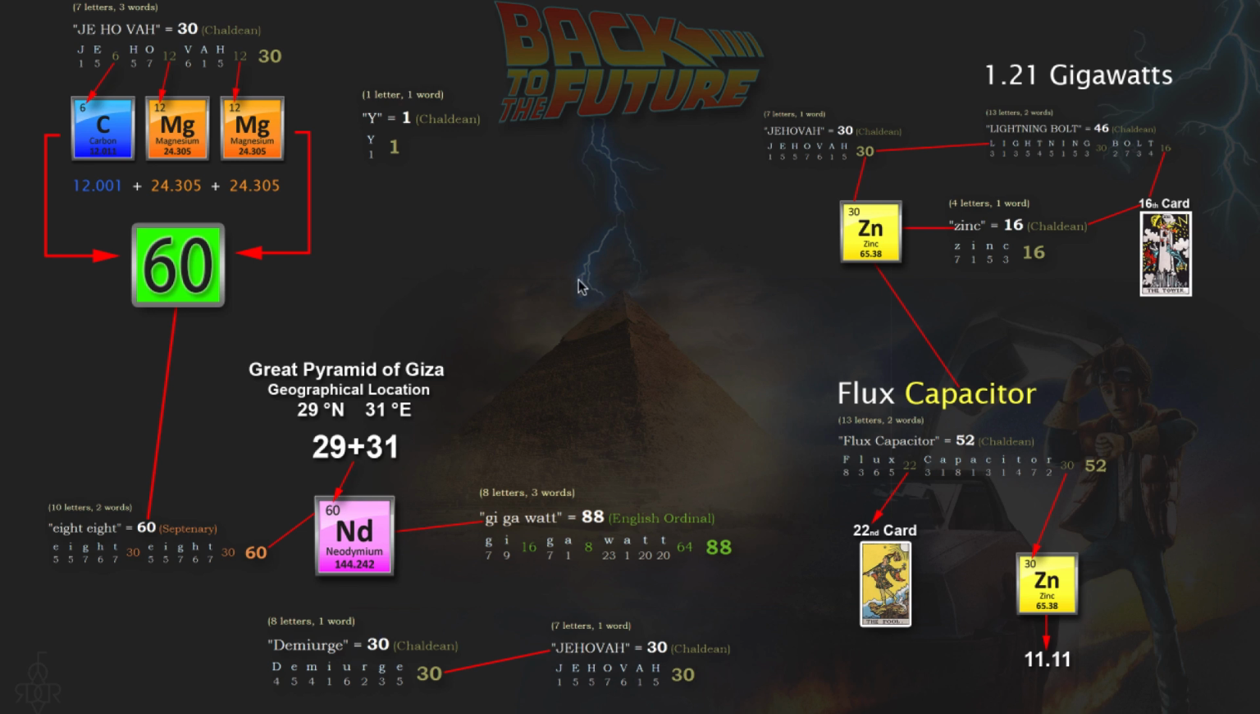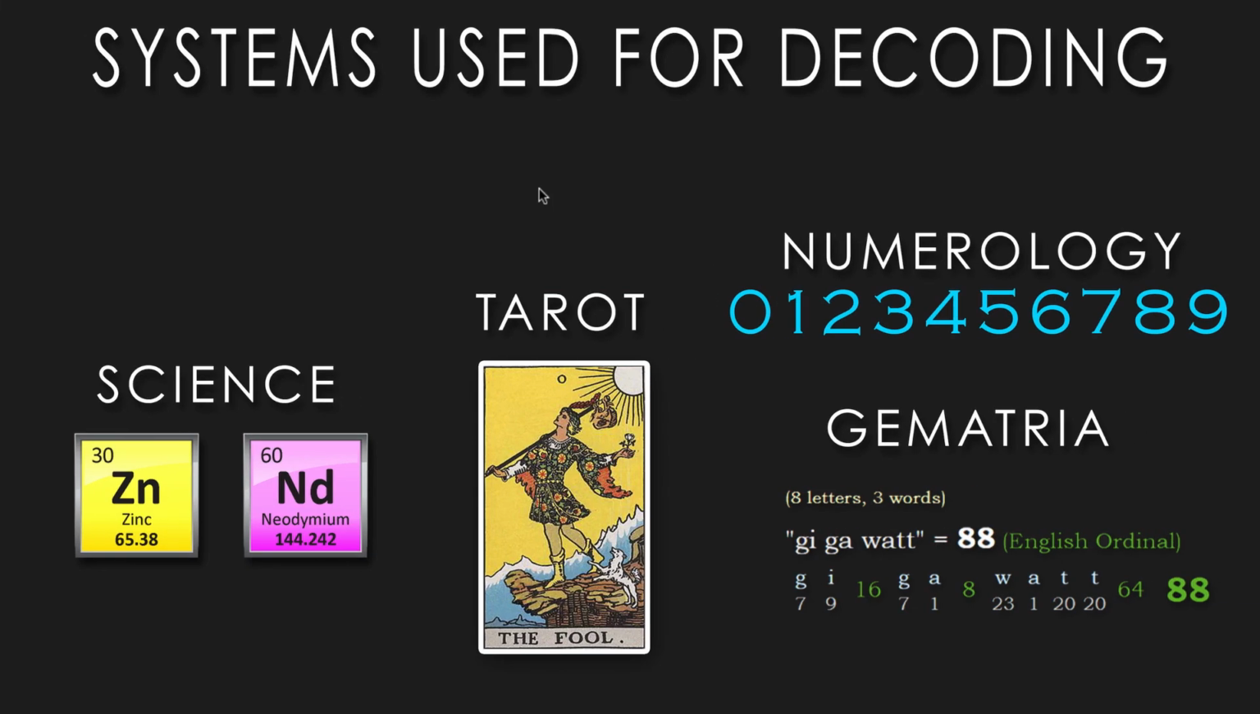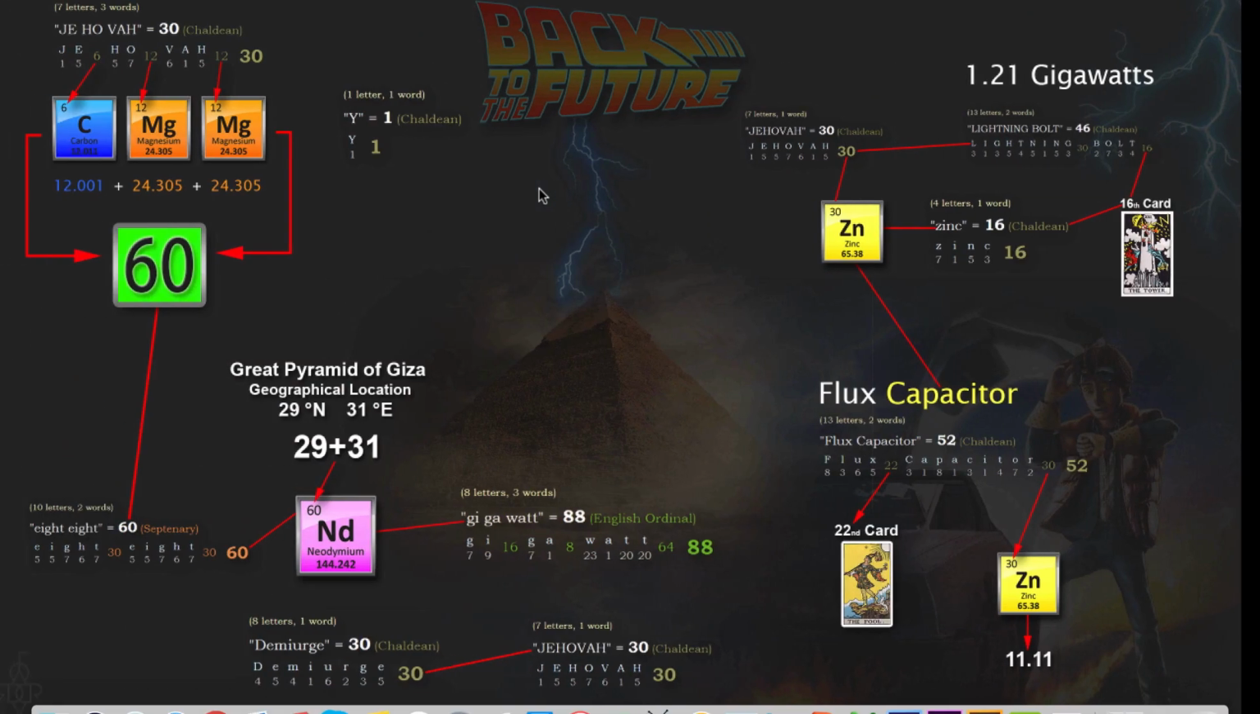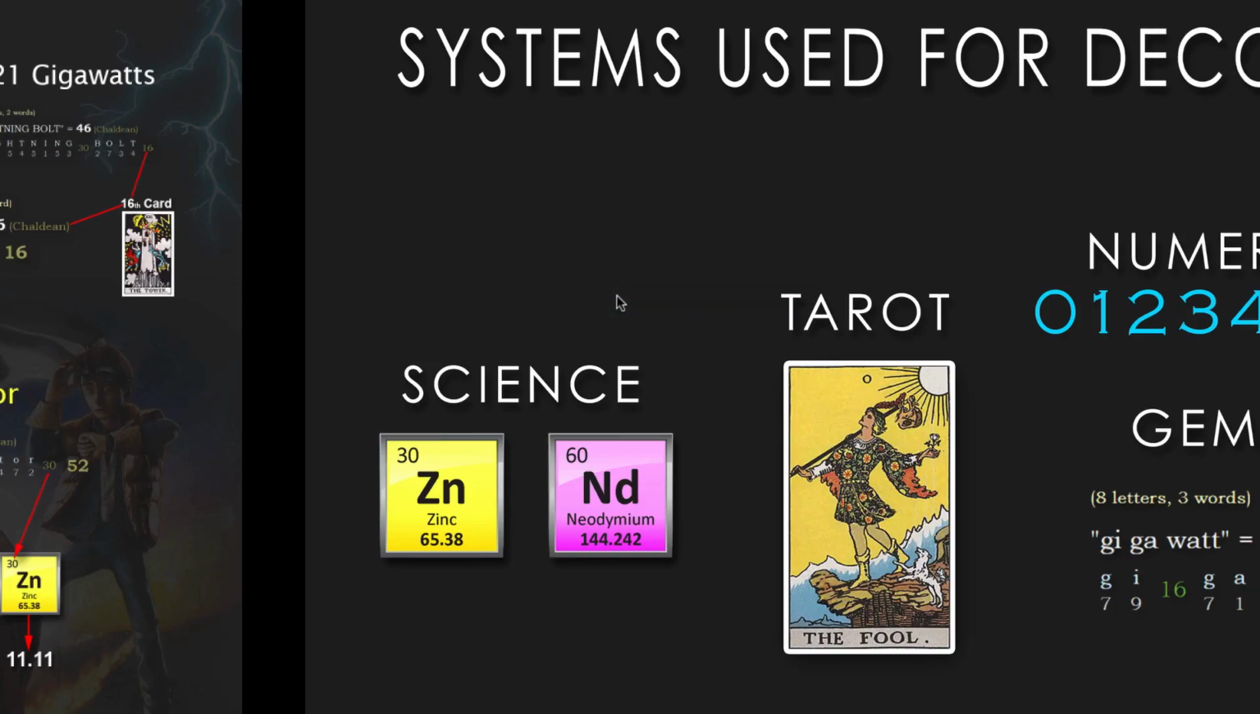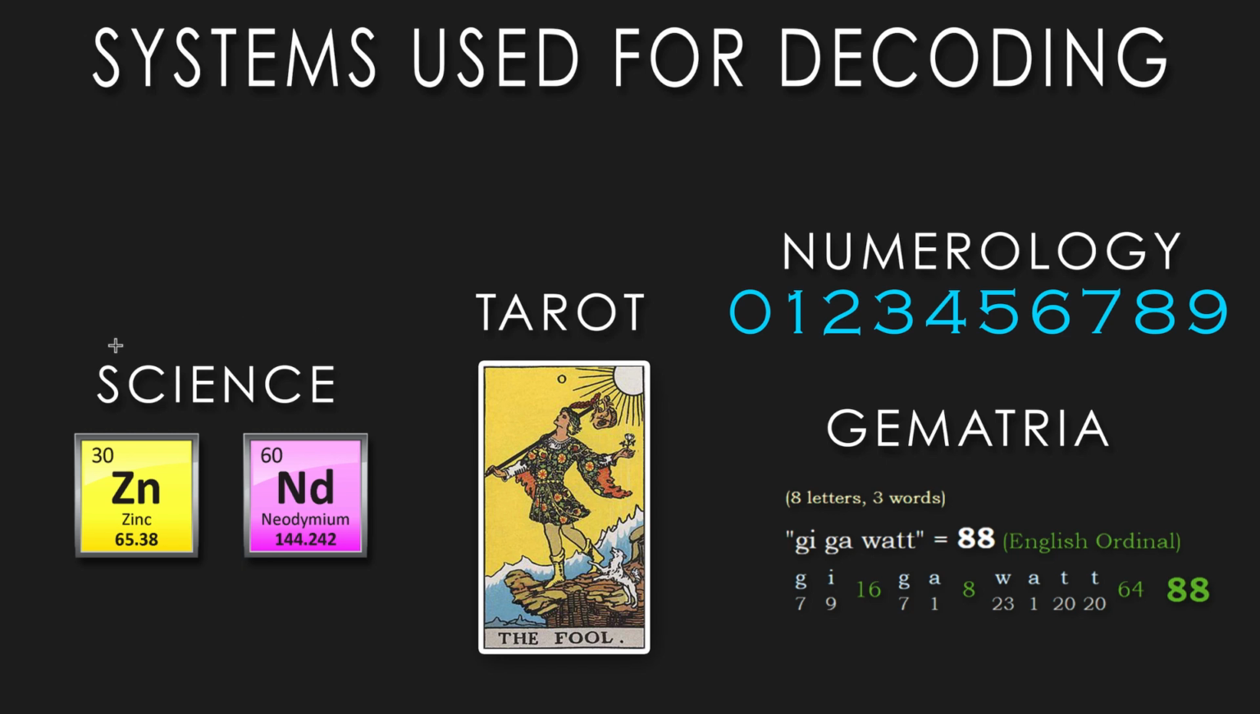Before I get into this presentation, I want to show you the systems I'm going to be using for decoding all these words. And you have science in here and stuff like that. So, number one, I'm going to be using science. We're going to be using the atomic weights and these elements. Each element is numbered. Zinc is 30, neodymium is 60. They have the personalities of these elements. The personalities or atomic weights. And that's how we measure these. But we're going to be introducing these into the decoding aspects of this presentation.